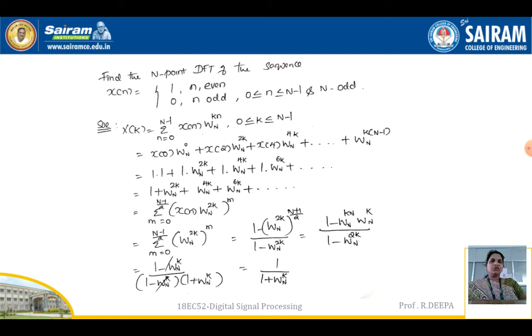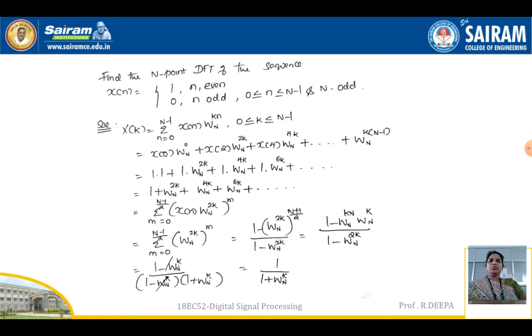Then I just simplified for wn power of 2k whole power of n plus 1 by 2. Then after simplification we will be getting 1 minus wn power of k divided by 1 minus wn power of 2k. So this denominator 1 minus wn power of 2k can be segregated as a plus b into a minus b. What is a here is 1 and b is wn power of k. So it is of the form a square minus b square. You can segregate as a plus b into a minus b. So one term will get cancelled. So the remaining will be 1 divided by 1 plus wn power of k.